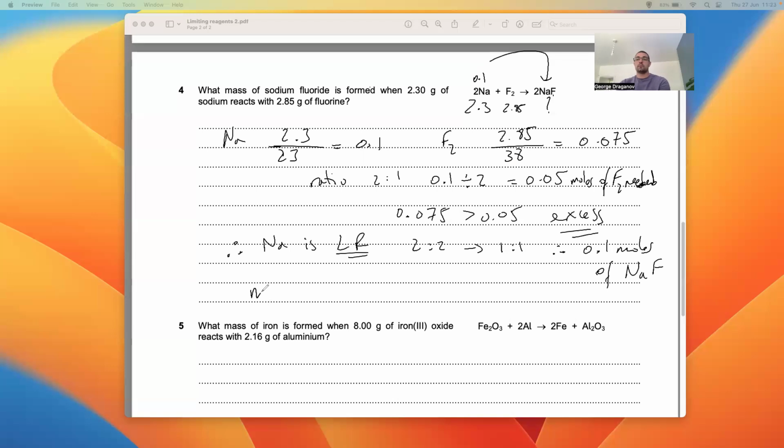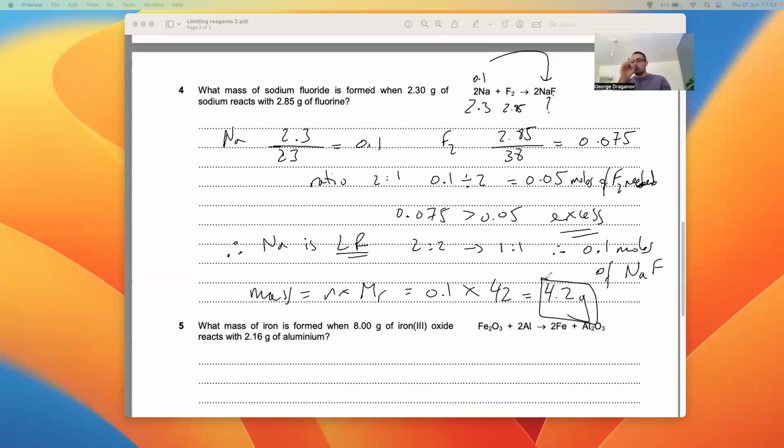Then what you do is plug into the mass formula, which is moles times MR. So 0.1 times the MR of this one. Again, don't count the big number. That's part of the ratio step. So 23 plus 19 is 42, which will give you an answer of 4.2 grams.